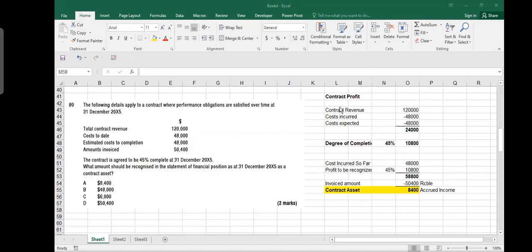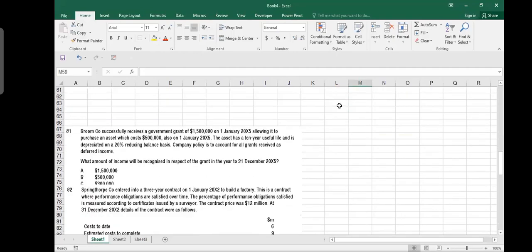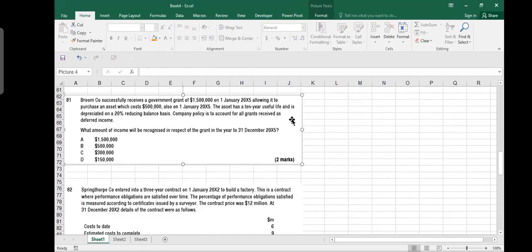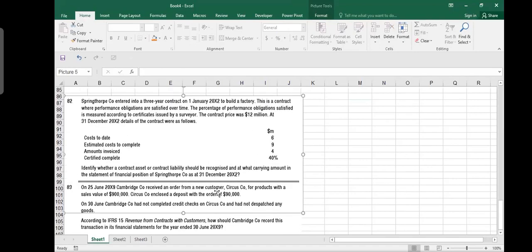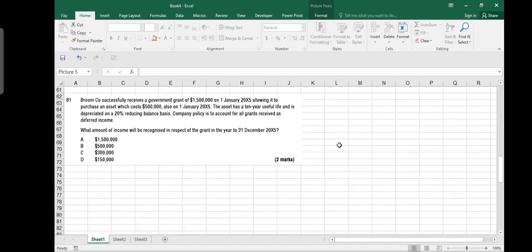Let's clear it. These are short, simple questions, but they are important. I mean, you do get questions like this in exam, these short questions, and they are actually your bonus marks in exam. Question number 81. It says, what amount of income, not profit, income will be recognized in respect of the grant? Okay, this is from government grants. Let's skip this question for a while, and we are doing revenue question.